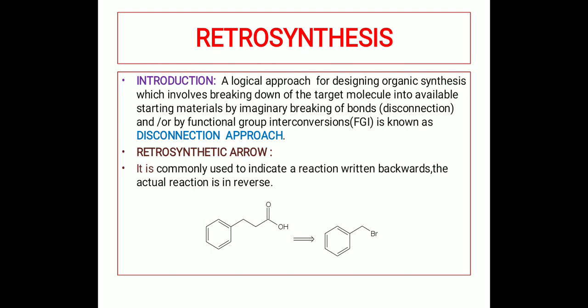Next, we're going to study some terminologies. First one is the retrosynthetic arrow. It is commonly used to indicate a reaction written backwards. The actual reaction is in reverse. So now below you can see the arrow mark. That is two lines with a single headed arrow, which is called a retrosynthetic arrow. So wherever you come across this kind of arrow, it means that the reaction is taking place in the reverse direction. So this is important to denote the retrosynthesis for all the retrosynthetic compounds.